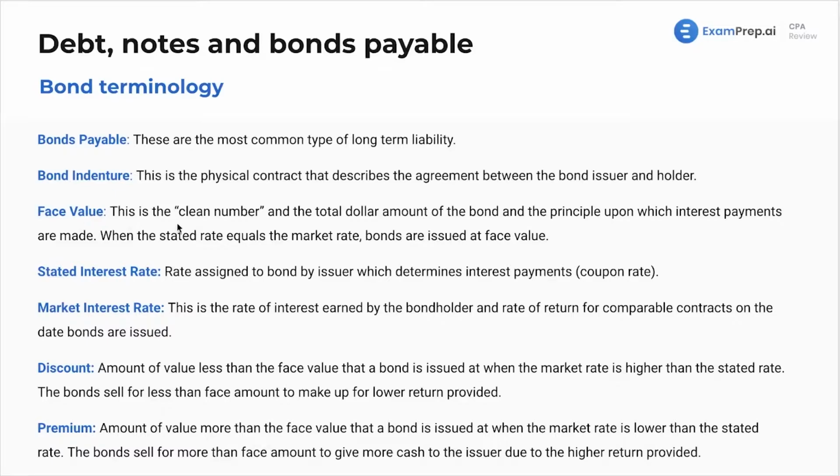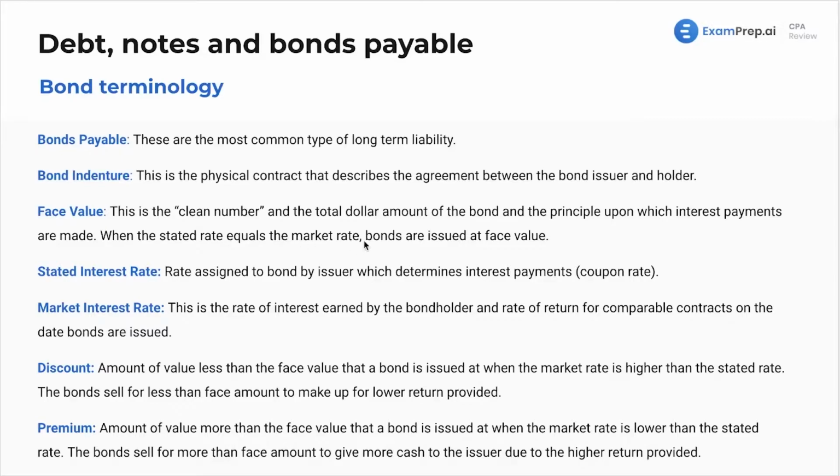Face value. I like to call this the clean number. So we're going to see in our questions that, yes, you're borrowing $800,000. So this will be the $800,000. The factored number is going to be the carrying amount. So this is always going to be the clean number, face value, which is the bond's payable amount. It's the total dollar amount of the bond and the principal upon which interest payments are made. So again, if I'm borrowing $800,000 at a 10% interest rate, the face value there is $800,000. Our interest payments are going to be 10% of $800,000, $80,000.